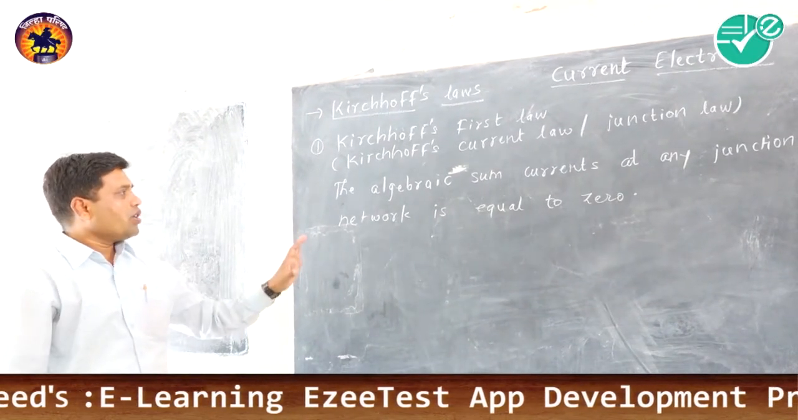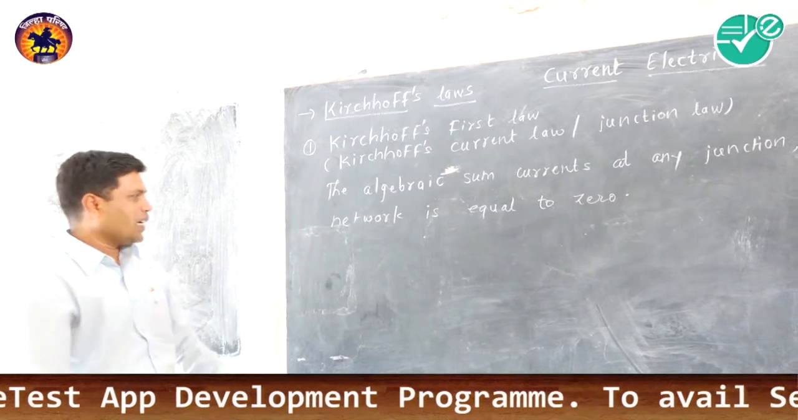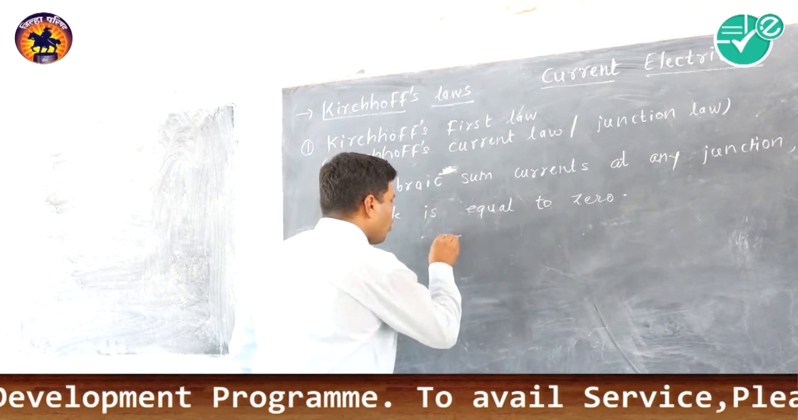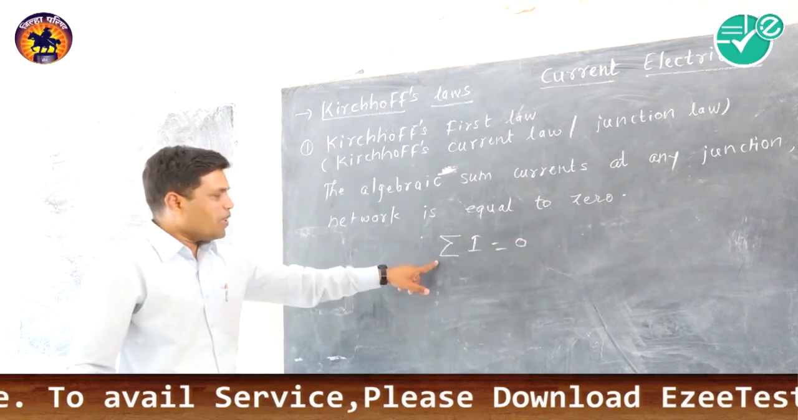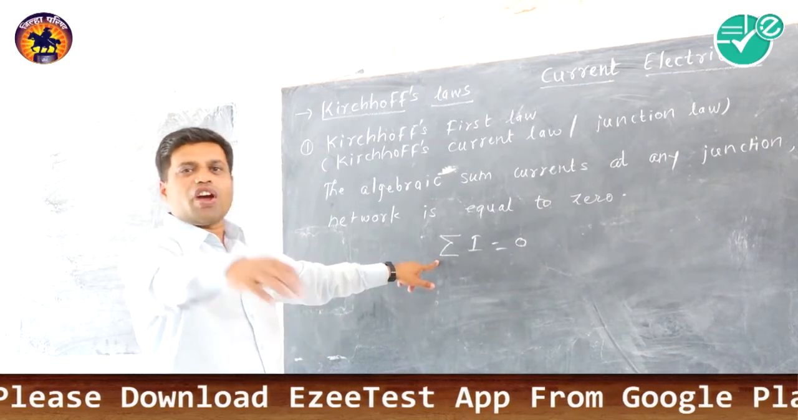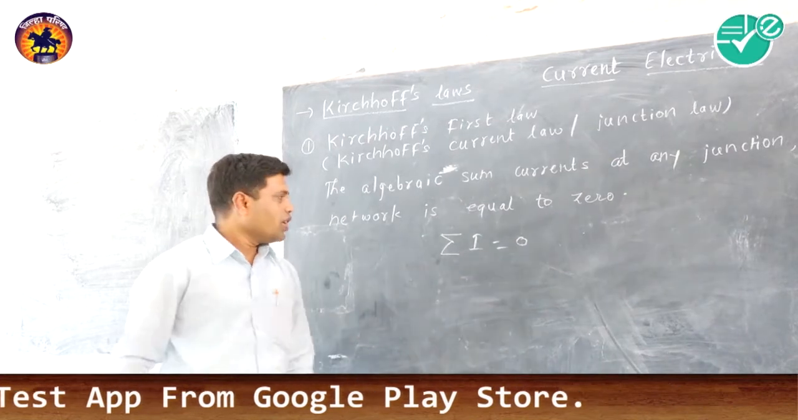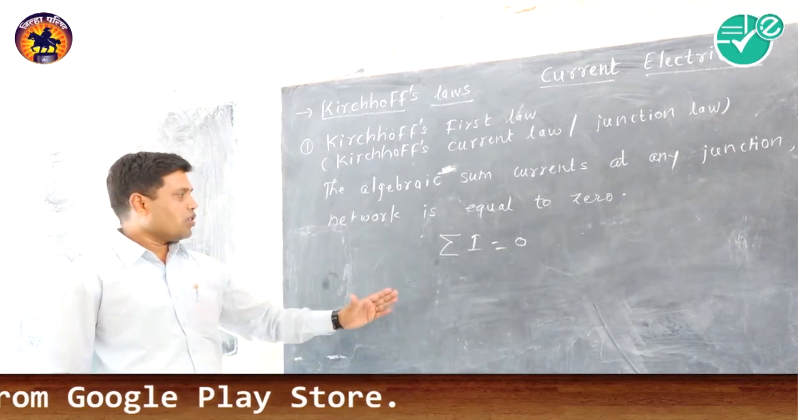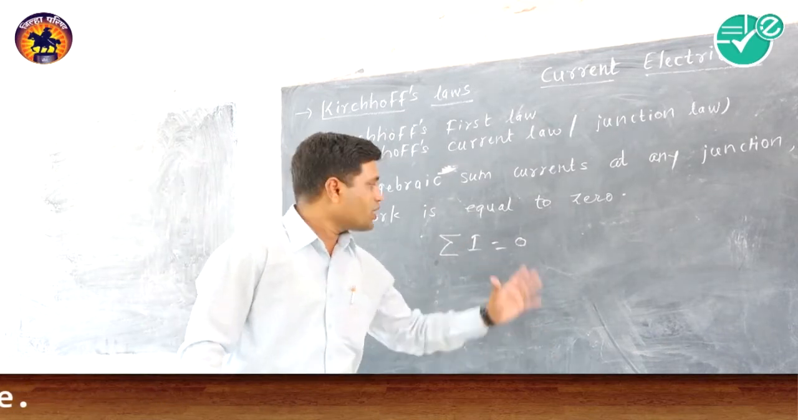According to this law, we also write Kirchhoff's first law, the current law, mathematically. That is, summation of I is equal to 0. What does it mean? If suppose there are 5 different currents flowing from a junction, I1 to I5, then I1 plus I2 plus I3 plus I4 plus I5 is equal to 0.